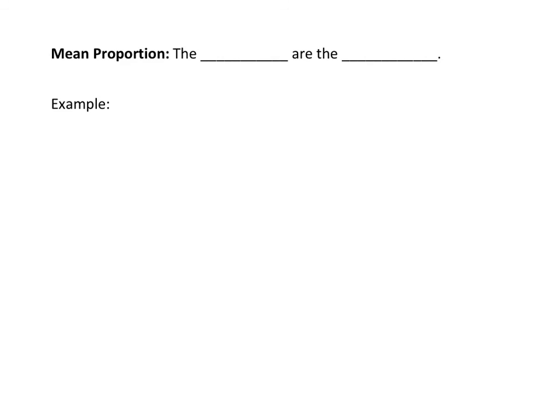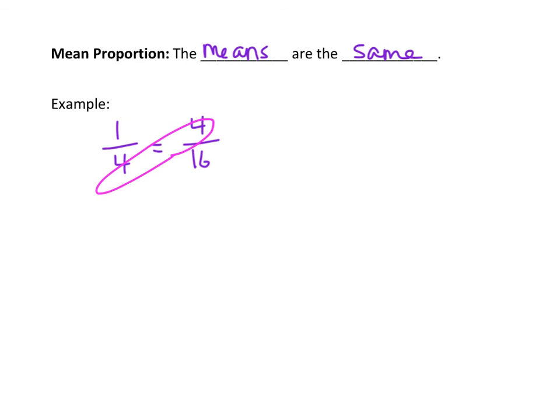A mean proportion is when the means are the same. So for example, you could have 1/4 is equal to 4 over 16. See how the means are the same? They're both a 4. Or maybe you could say A over X is equal to X over R, and here are the means right there, the same.